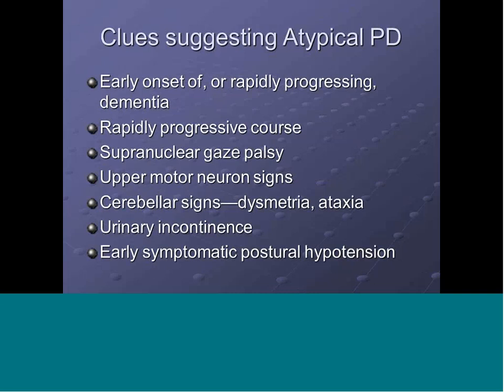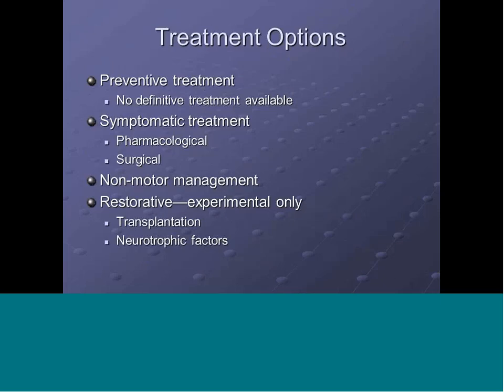Upper motor neuron signs, we think about stroke or any other reason that would cause that. Cerebellar signs such as spinocerebellar ataxia or olivopontocerebellar degeneration would present like that. Urinary incontinence and early symptomatic postural hypotension are more suggestive of multisystem atrophy.